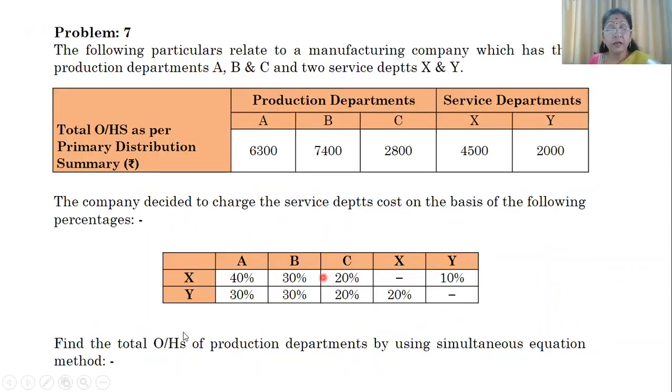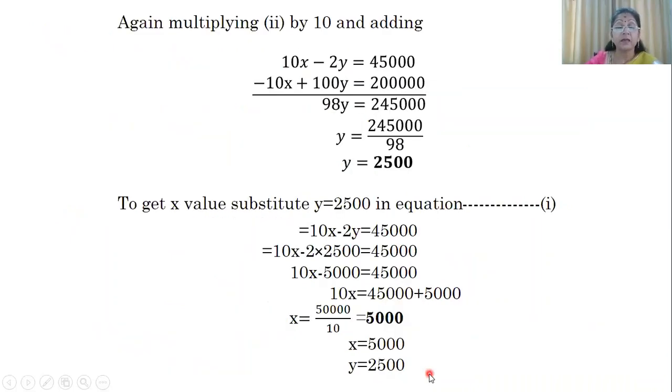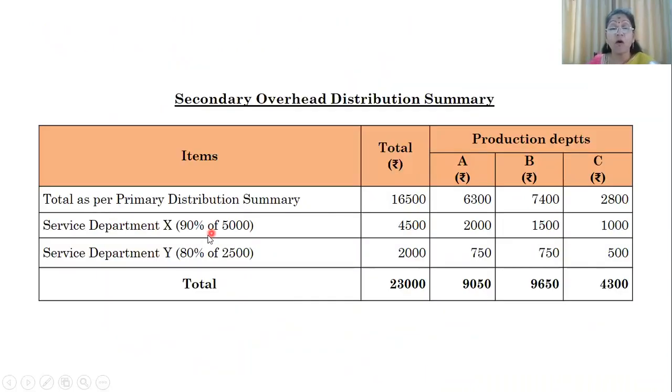See, X department to production departments. How much? 40 plus 30 plus 20. How much percentage? 40 plus 30 is 70, 70 plus 20 is 90. This much percentage only goes to the production departments. That is 90% to the production departments we have to allocate. See here, 90% of 5,000, that is the X value. 90% of 5,000, we will get 4,500.